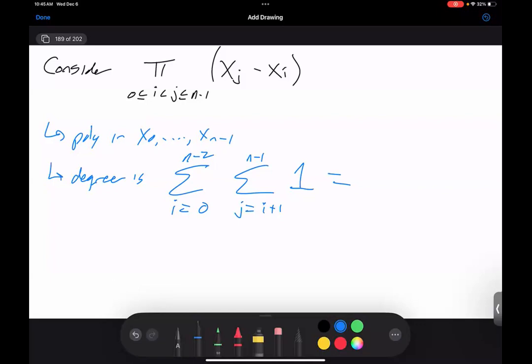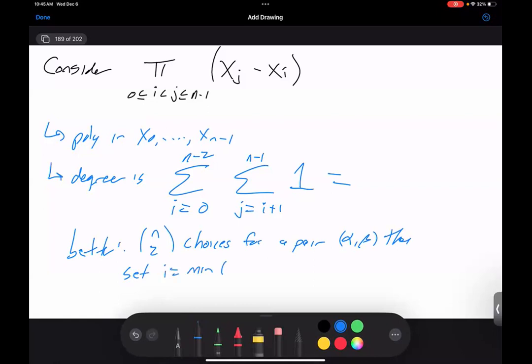How many ways can you choose two numbers from n? Yeah, better. We have n choose 2 choices for a pair, let's call it alpha, beta. Then set i equal to the minimum of alpha, beta and j equal to the maximum of alpha, beta.